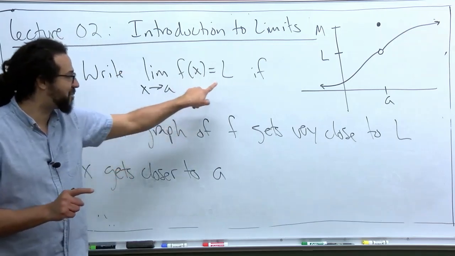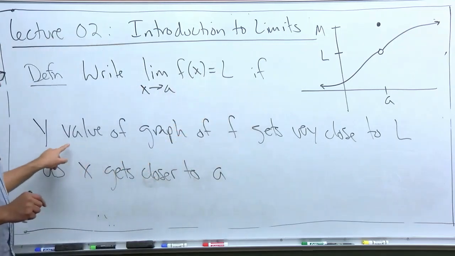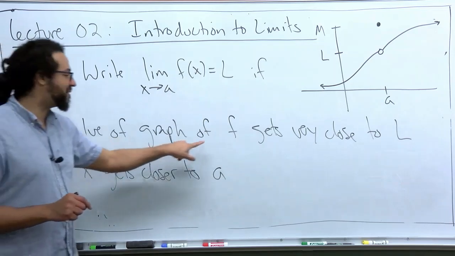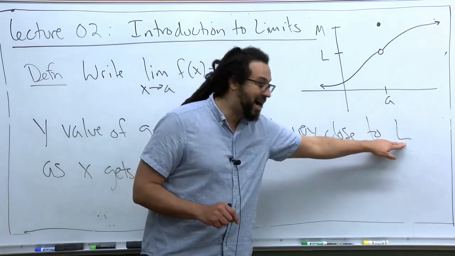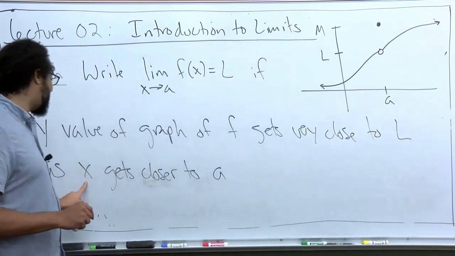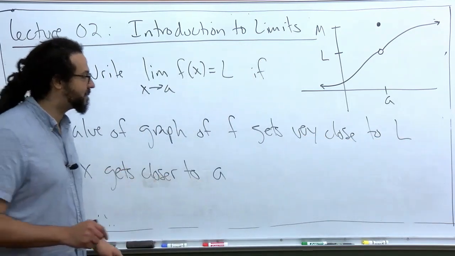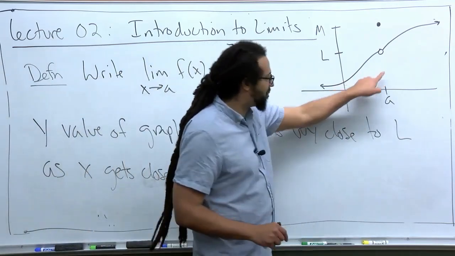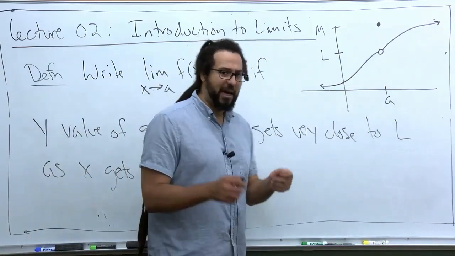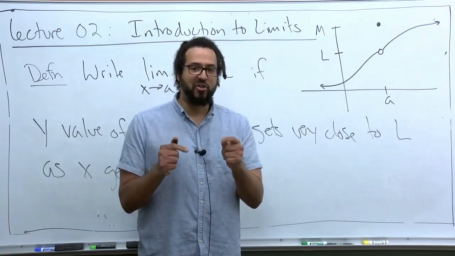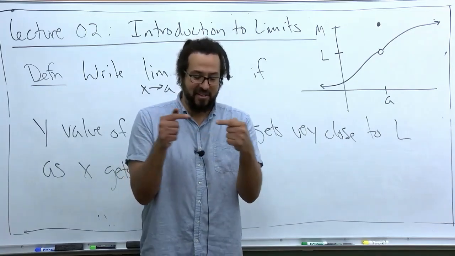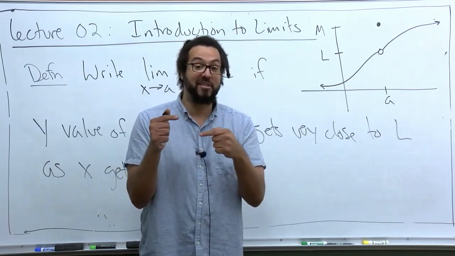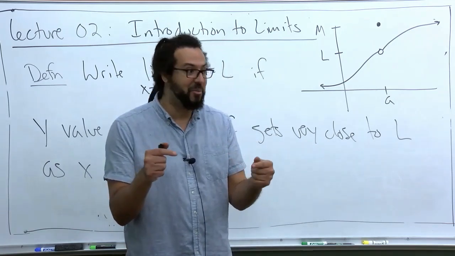We will write these symbols down if the y value of the graph of f gets close to L as the x value gets closer and closer to a. So here's a picture of that. And again, we must get close to one single y value as x gets close to a. And this is a two-sided thing, so we'll break this up into left and right hand in a minute.